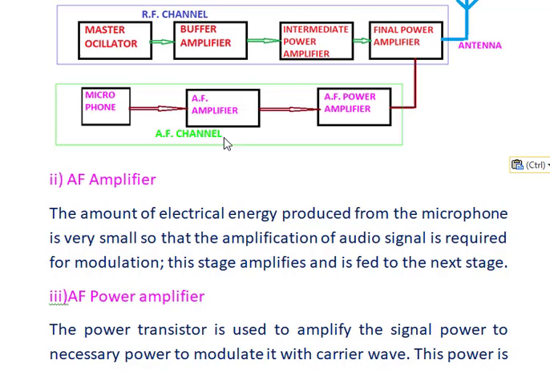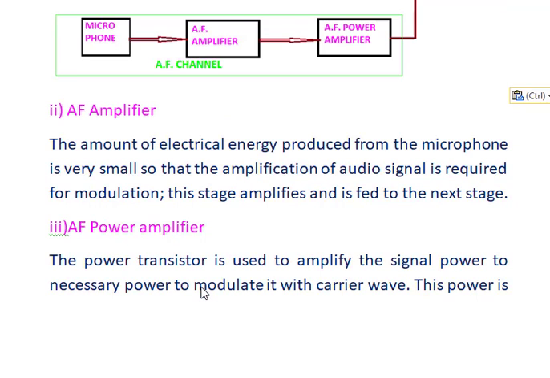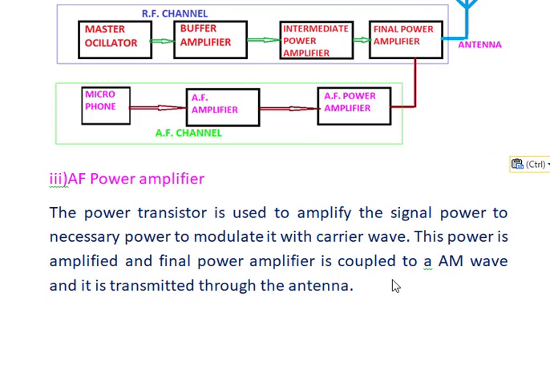The next stage is the AF power amplifier. The power transistor is used to amplify the signal power to the necessary power to modulate it with the carrier wave. This power is amplified, and the final power amplifier is coupled to the AM wave, which is transmitted through the antenna.